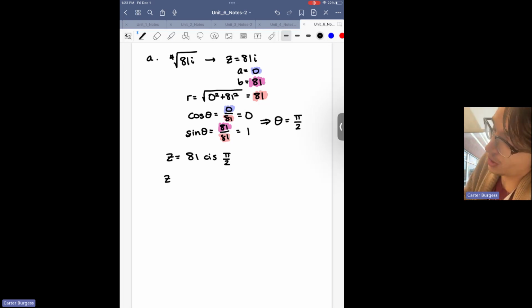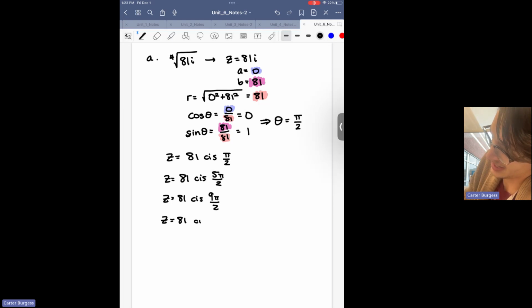So z should also be equal to 81 CIS of 5 pi over 2. It should also be equal to 81 CIS of 9 pi over 2. And it should also be equal to 81 CIS of 13 pi over 2. All of this is just adding 2 pi.